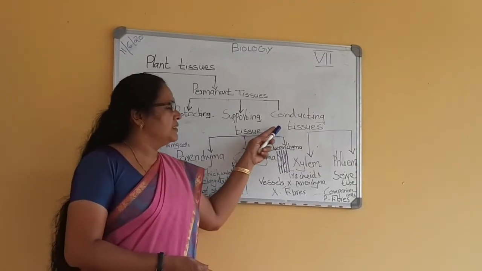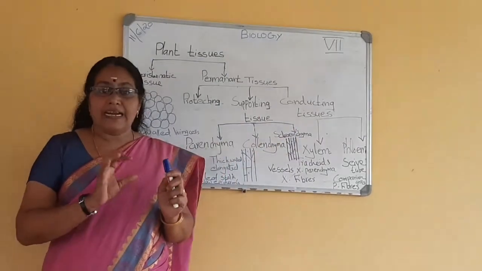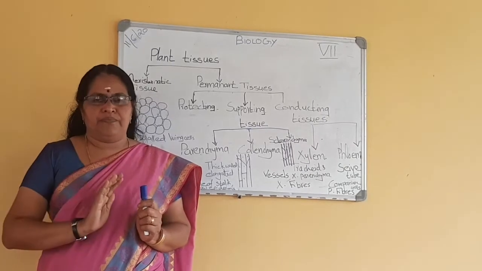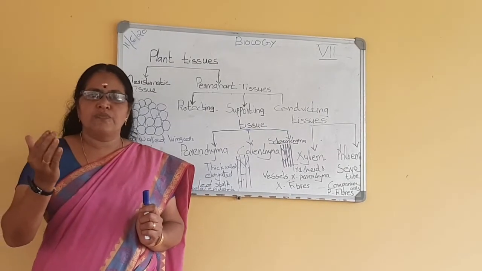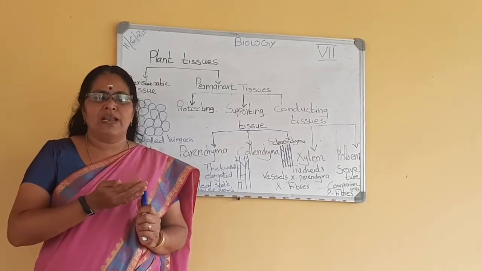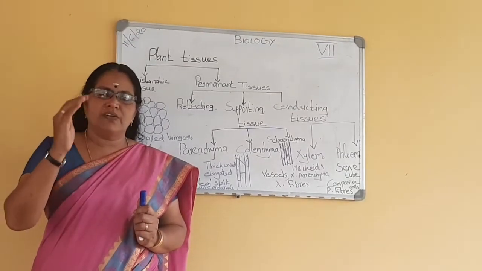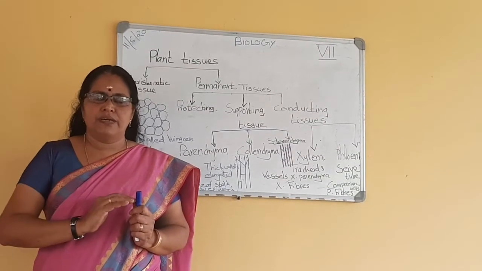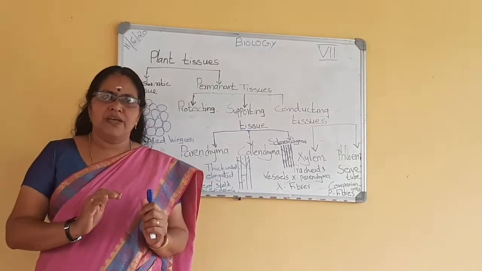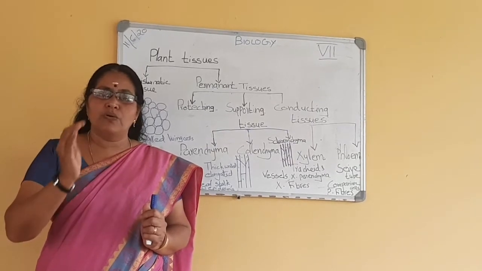Then the third type of permanent tissue is the conducting tissues. Conducting tissues conduct materials throughout the plant. What are the things to be conducted in plants? The roots absorb water from the soil. That water is transported to upper parts of the plant. Using that water, the leaf prepares the food. That prepared food is transported to all other parts of the plant. So we transport, or conduct, materials throughout the plant.